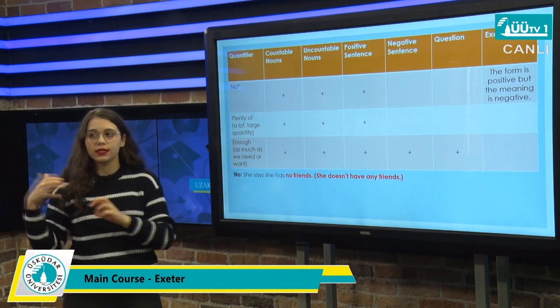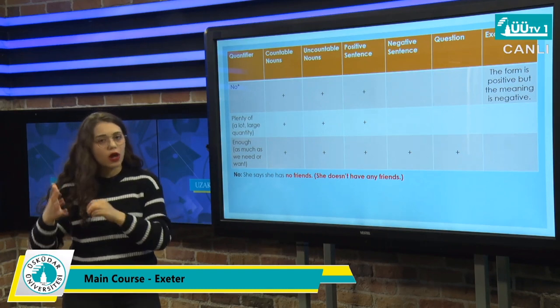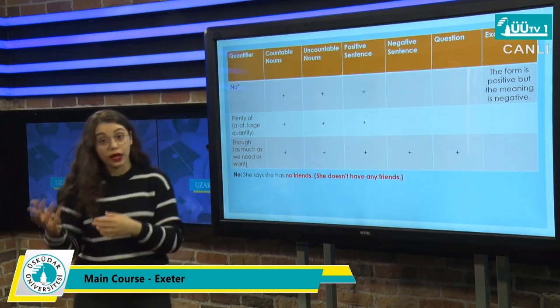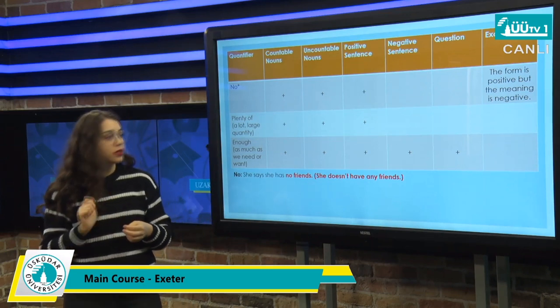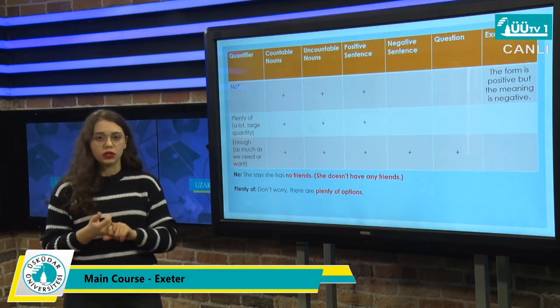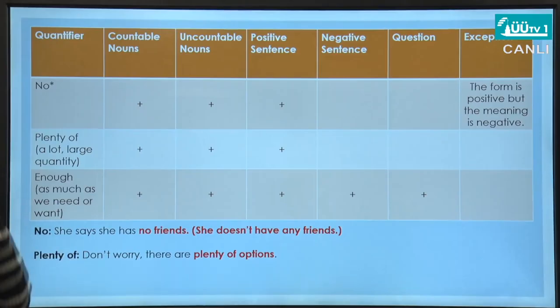Plenty of is similar to a lot of, okay? And it has the meaning of a lot or a large quantity. We can use it with, again, countable or uncountable nouns, and we use it in positive sentences like here. Don't worry, there are plenty of options. See that we have the positive sentence, and we can use this plenty of to say a lot of. And lastly, enough.